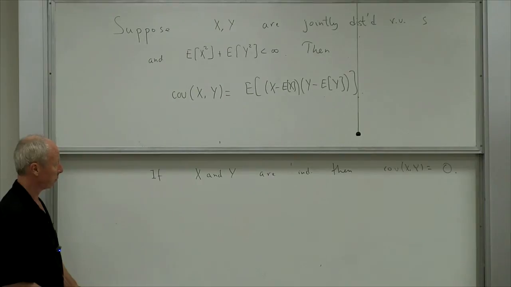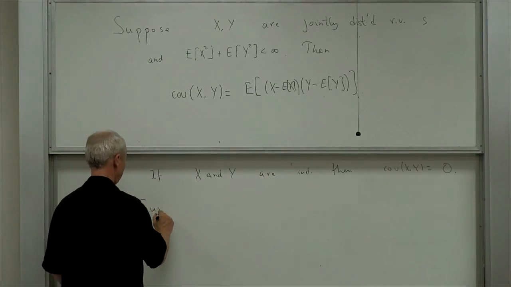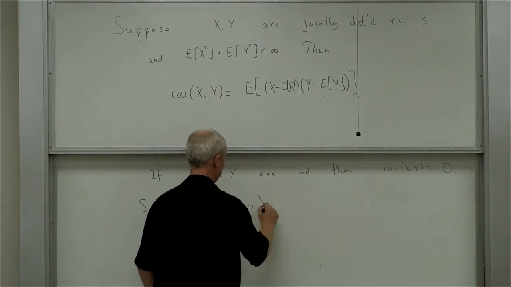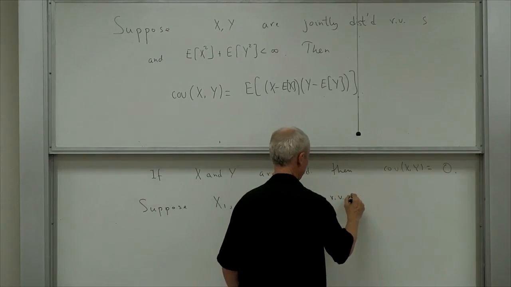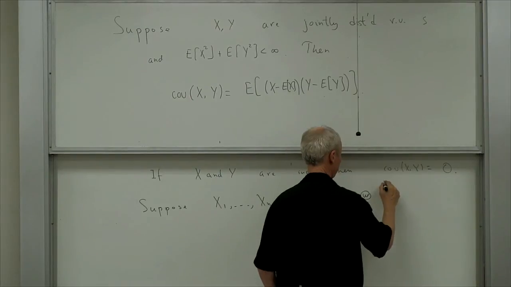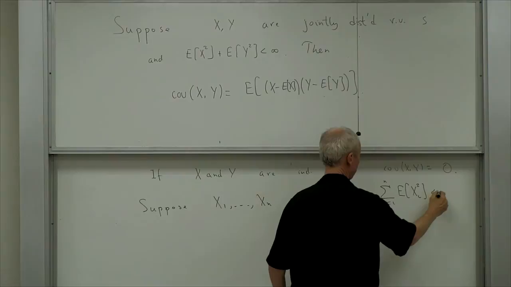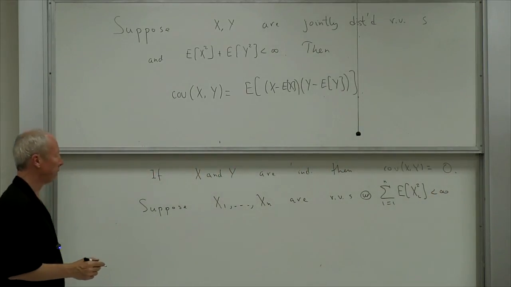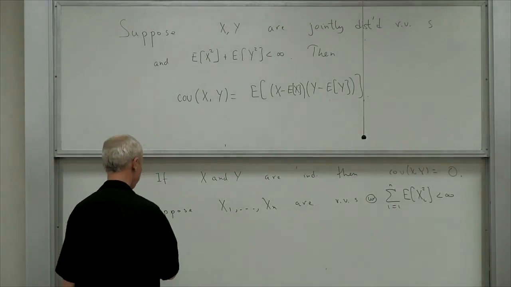Okay. Suppose we have a bunch of random variables that have finite second moments. Let's compute the variance of the sum.